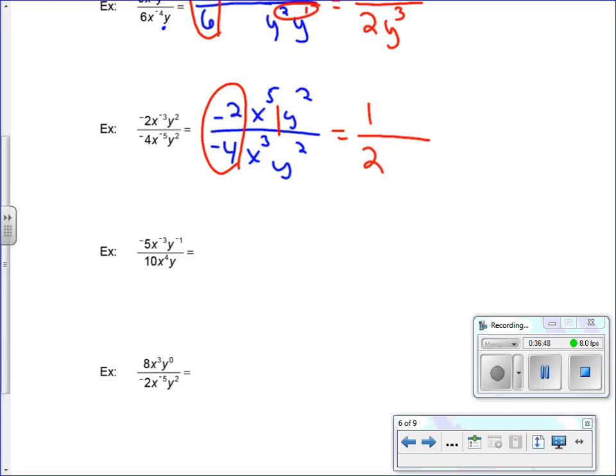What do I do to these two? Subtract, and they end up on the top. What happens to these two? Y squared over y squared will be canceled out, gone. No y's in the answer. Are we good on that one?